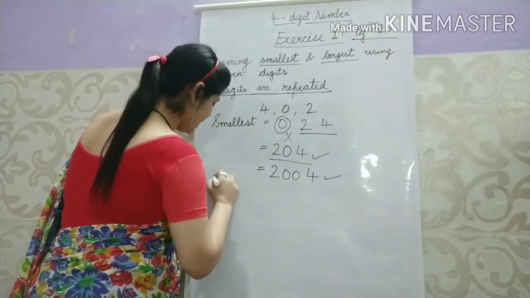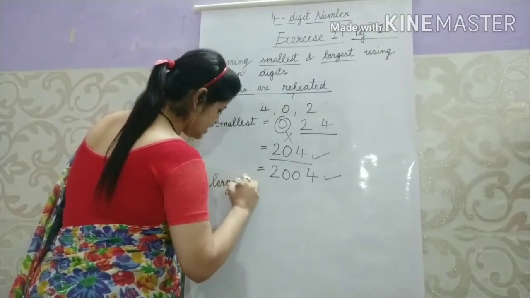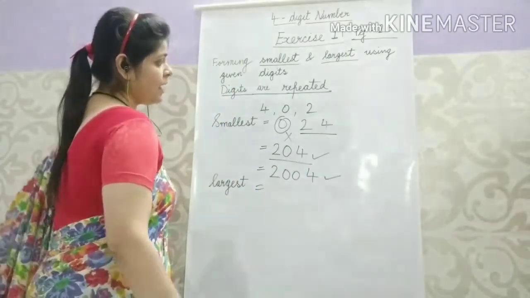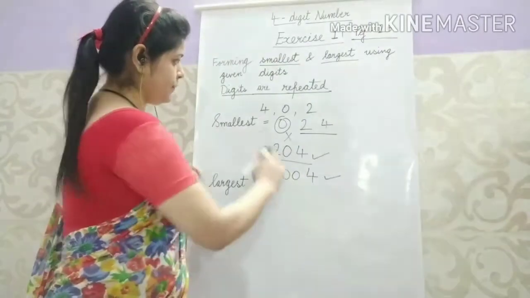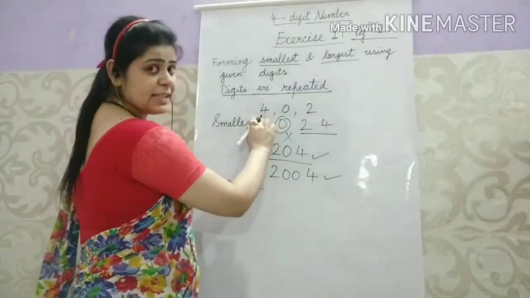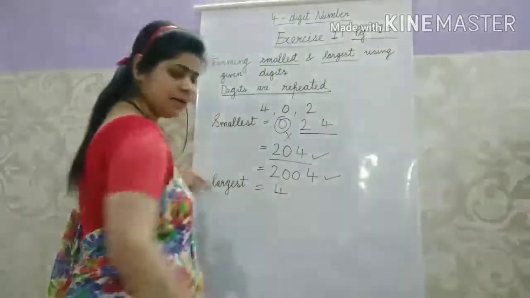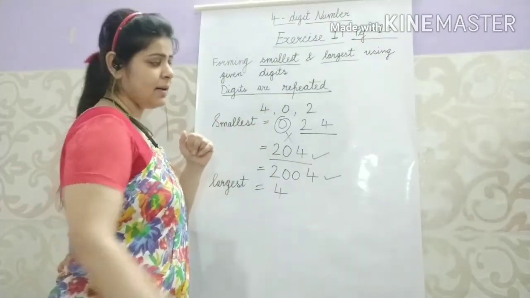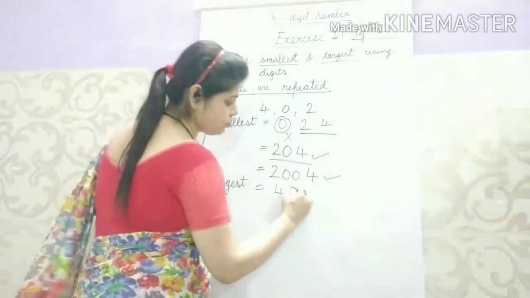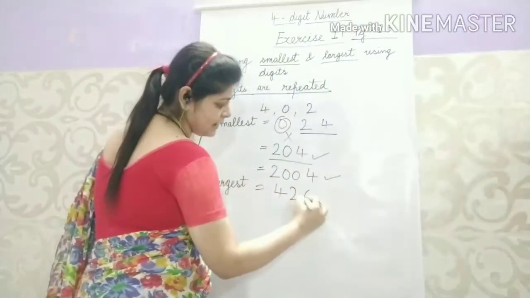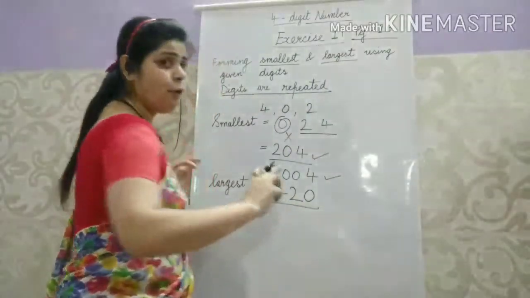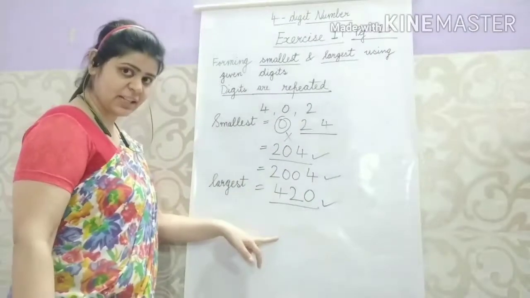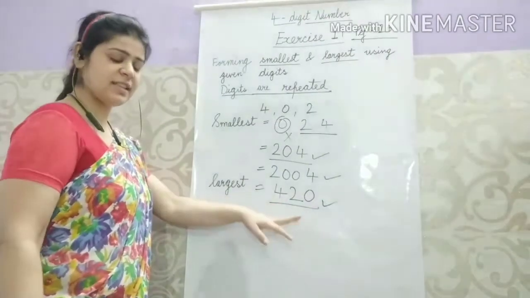Okay. So now the largest 4-digit number, what will we do? What will we do in the largest 4-digit number? We see what we are going to do. Again this number, so you can all see that 4 is the largest number. We have written 4, okay? After that, which number? 2 is there. So now 2 we will write here. 0 is there, then we will write here. So it will become 420. Okay, it will become 420. This will be the largest 3-digit number.